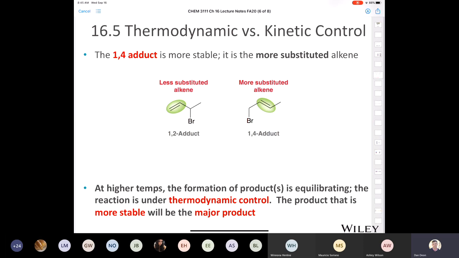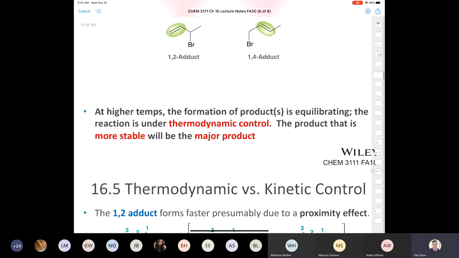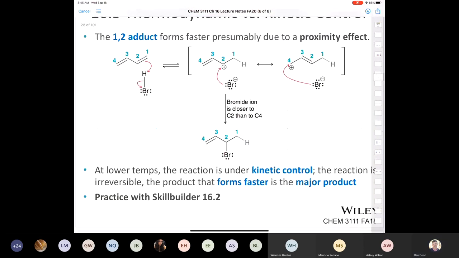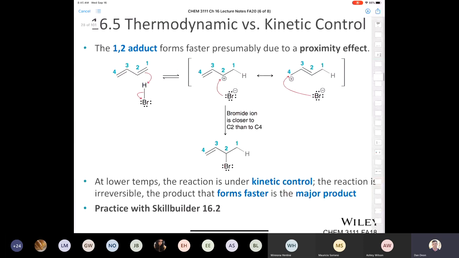So it says the 1-4 adduct is going to be more stable because it's a more substituted alkene. So at higher temperatures, the formation of the products is equilibrating. The reaction is going to be under what's called thermodynamic control, and the product that is more stable is going to be the major product. So at a higher temperature, we always end up with a more stable product, and we call that the thermodynamic product. So again, I was trying to explain this to you earlier. A picture is worth a thousand words.